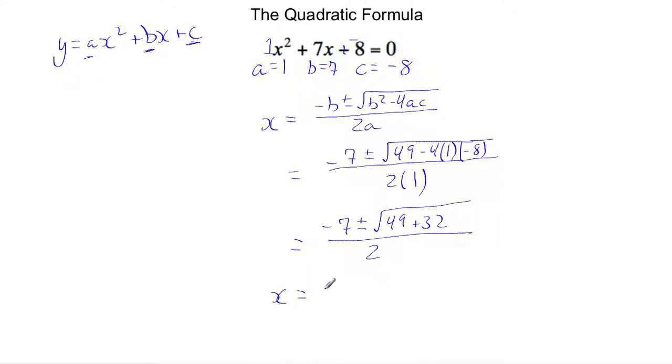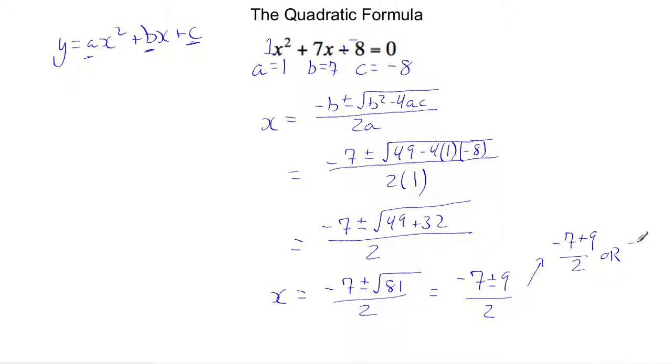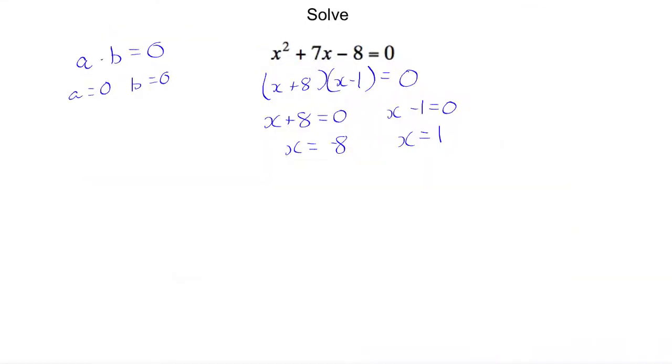And so I get that x is equal to negative 7 plus or minus the square root. 49 plus 32 is actually 81. And we know the square root of 81. So I get negative 7 plus or minus 9 over 2. So this could either be negative 7 plus 9 over 2, or negative 7 minus 9 over 2. Negative 7 plus 9 is 2, divided by 2 is 1, and negative 7 minus 9 is negative 16, divided by 2 is negative 8. These are the two solutions that I had back here.